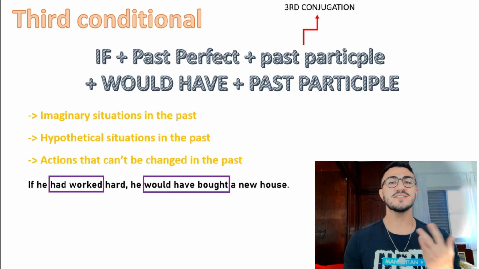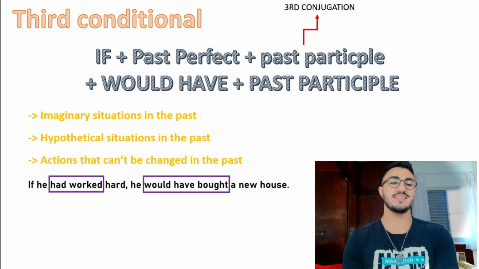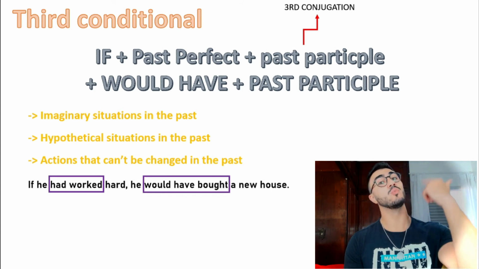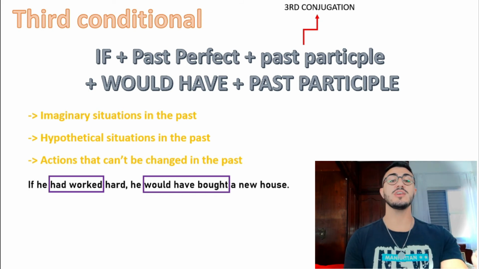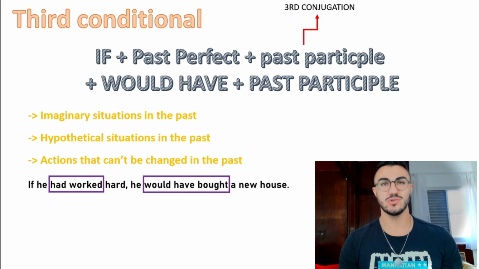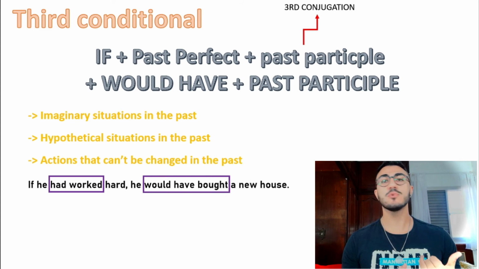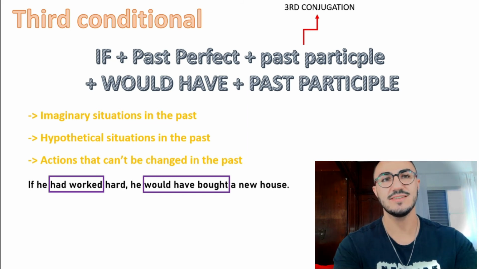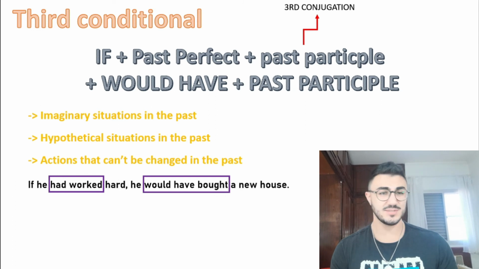So what do I understand by this sentence? That he didn't work a lot. He didn't work a lot, so he didn't buy a new house. But if he had worked hard, he would have bought a new house. But he didn't work hard, so right now he doesn't have a new house. Okay? There's nothing I can do. I can't change it. Alright? Okay, so let's move on here.